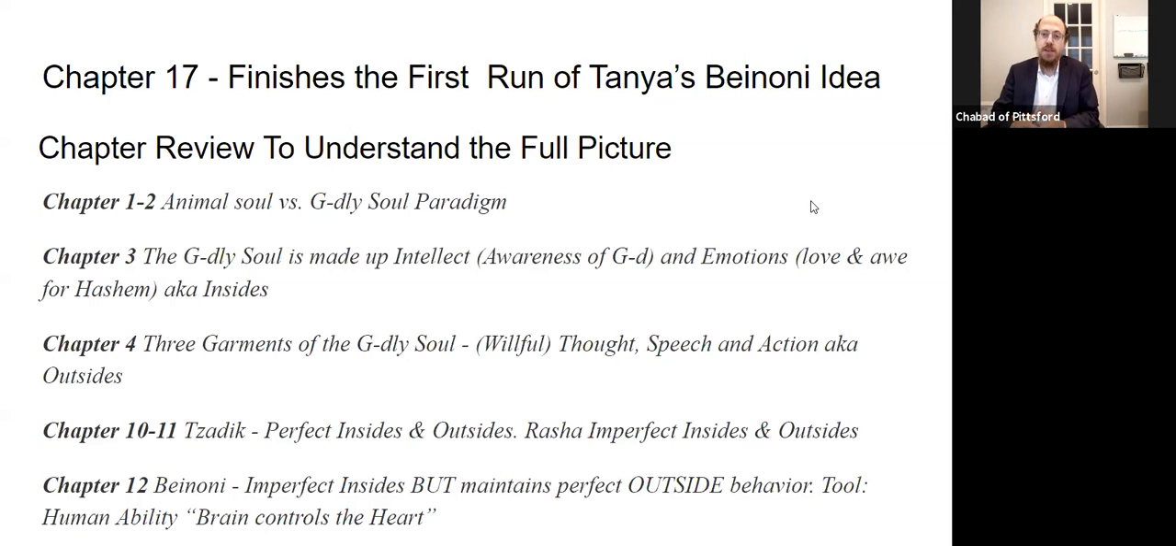The Rasha is someone who has imperfect insides, right? They're not only godly awareness and emotions, they have animal, selfish, self-perpetuating emotions and intellect. And they also express it on the outsides.